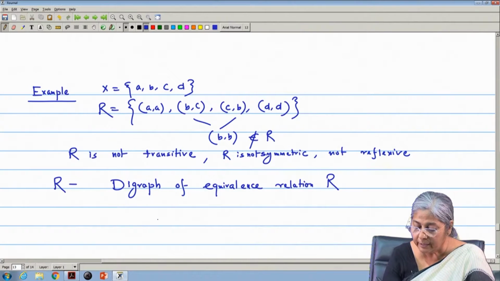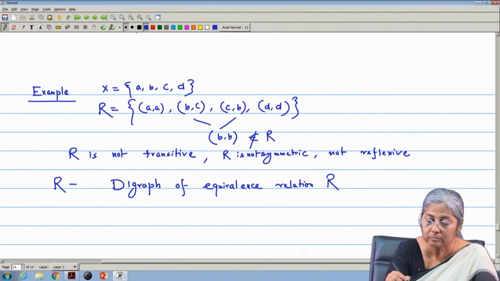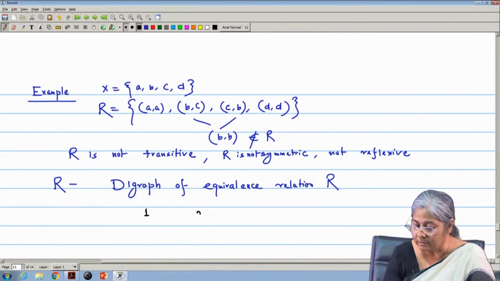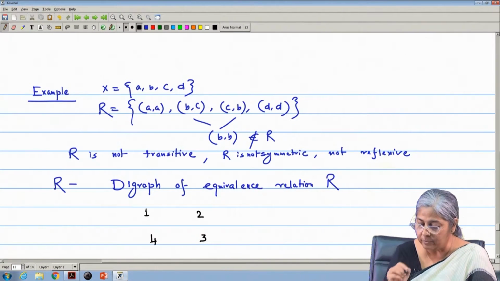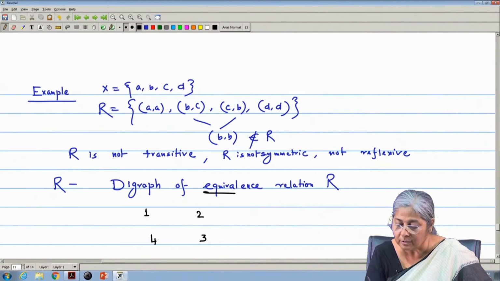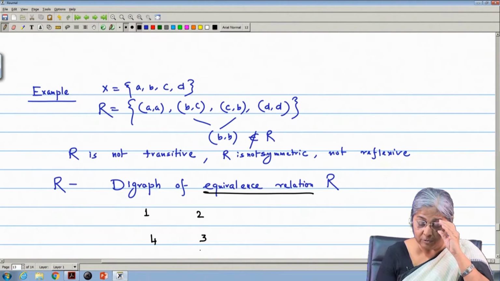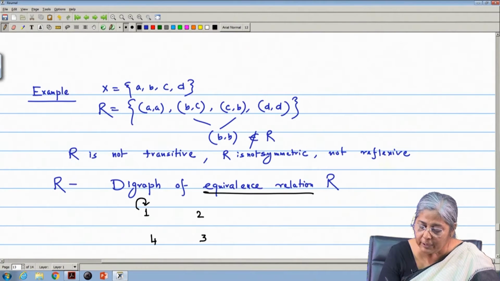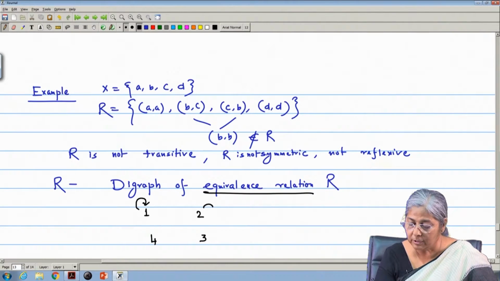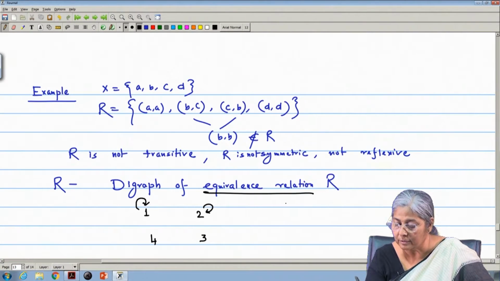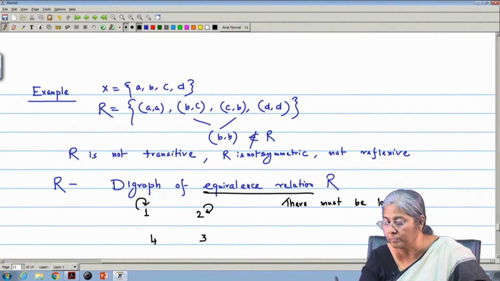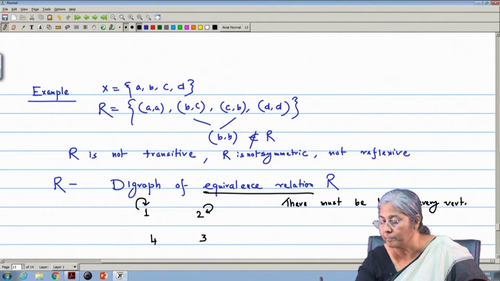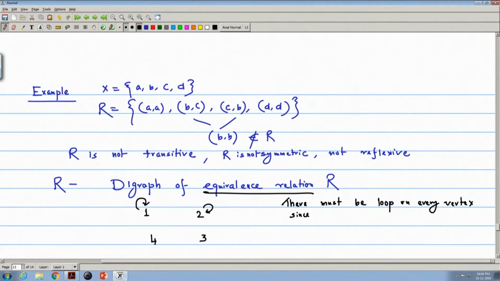So, first thing is, say I have 3 elements that I am considering. Since it is an equivalence relation, first it must be reflexive. So there must be a loop on every vertex, since it is reflexive.